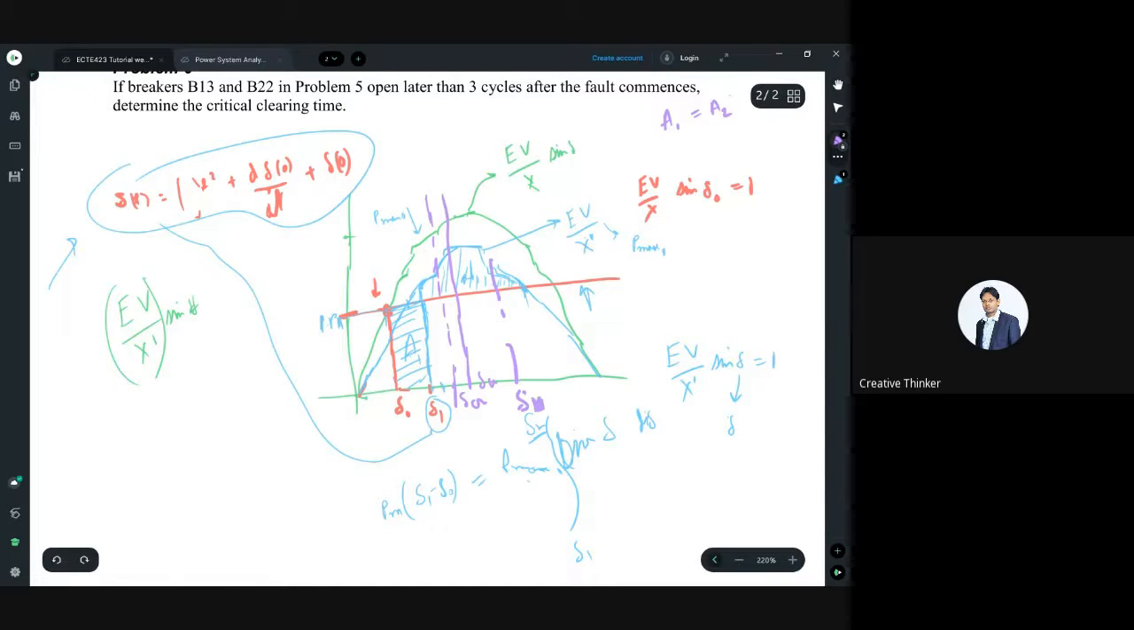At delta max, the A1 area and A2 area will get equal. From there you will get delta max. Now see, you have the maximum decelerating area possible, up to here. You cannot go beyond this. This is the maximum decelerating area you have.